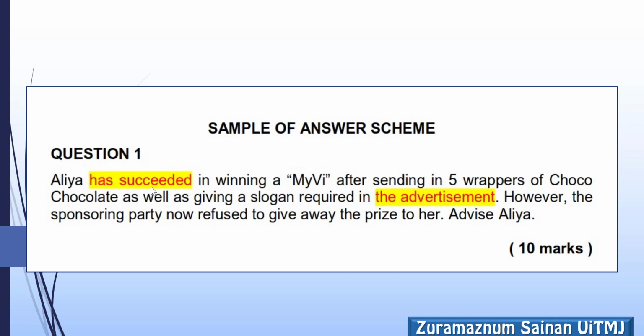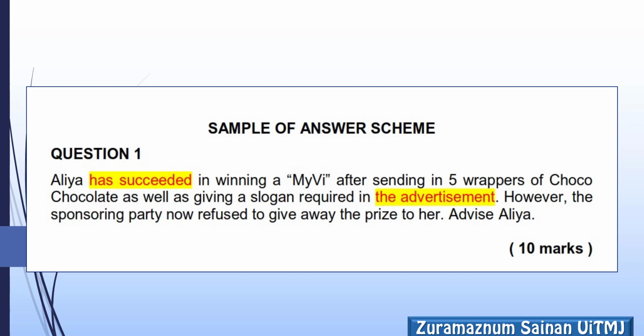Alia has succeeded in winning a Myvi after sending in 5 wrappers of Choco Chocolate as well as giving a slogan required in the advertisement. However, the sponsoring party now refused to give away the prize to her. Advise Alia. So this is the question.